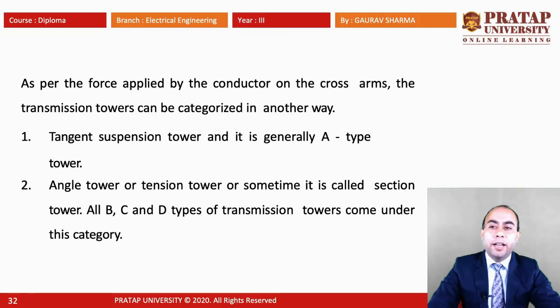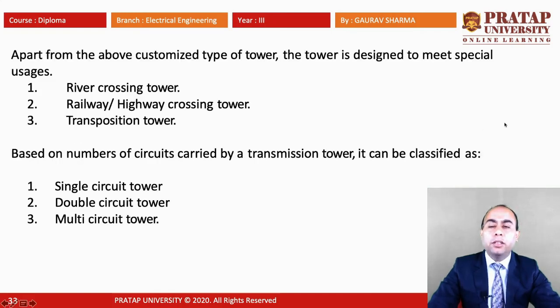another way, that is tangent suspension tower. It is generally the A-type tower, and the angle tower or tension tower. Sometimes it is also called a section tower. It is considered that B, C and D categories of transmission tower. Apart from the above, there are customized types of tower designed to meet special uses, that is river crossing, railway or highway crossing tower, and transportation tower. And based on the number of circuits, we have single circuit tower, double circuit tower and multi circuit tower.